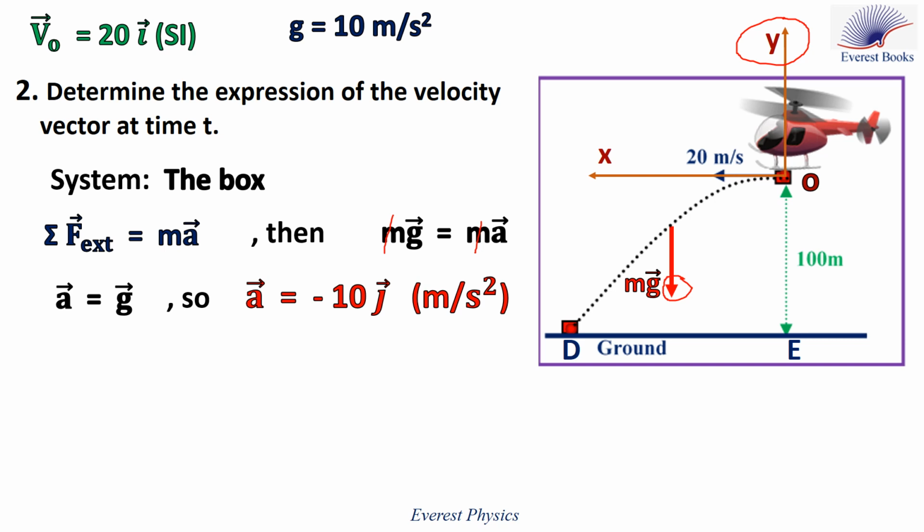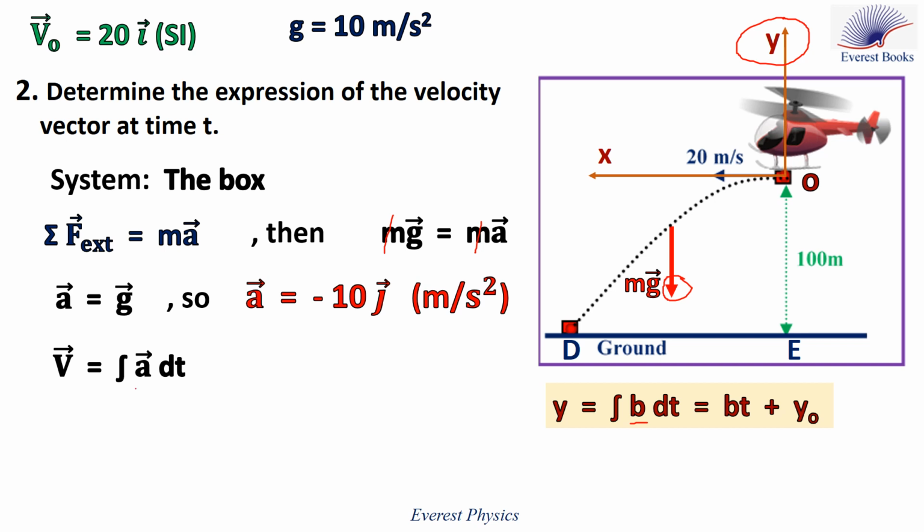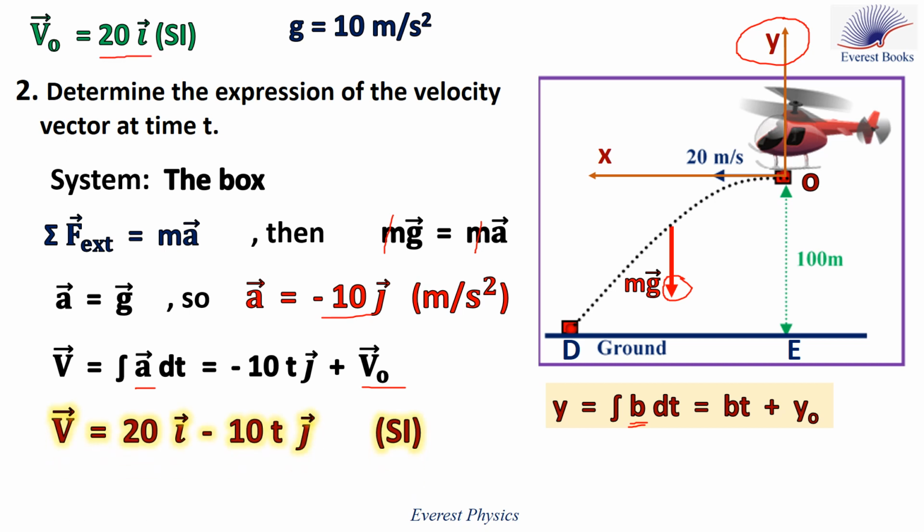Now we are ready to determine the expression of the velocity. v equals the antiderivative of the acceleration vector with respect to time. If y equals the antiderivative of b dt, where b is a constant, then y equals bt plus y0. But a, or minus 10, is similar to b. Therefore, the antiderivative of a with respect to time becomes minus 10 t j plus v of 0. But v of 0 equals 20i, proved before. Therefore, the expression of the velocity of the box becomes 20i minus 10t j in SI units.